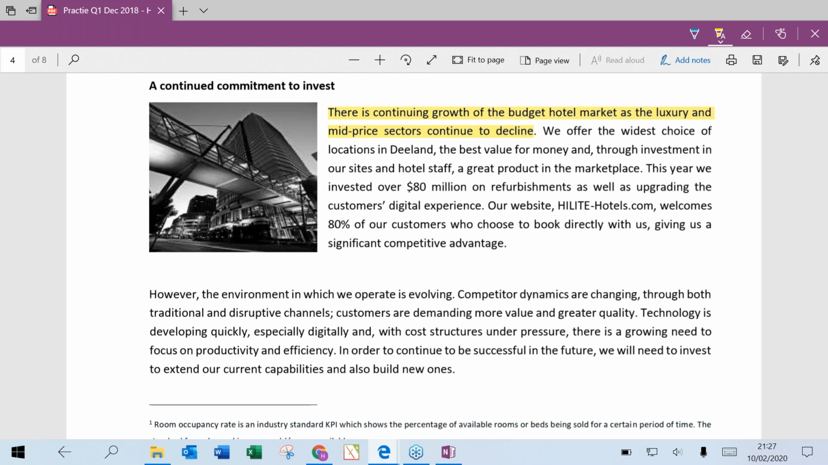This year, we invested over 80 million on refurbishment as well as upgrading customer digital experience. That could be a success factor, that we are investing in refurbishment and customer digital experience. Our website welcomes 80% of our customers who choose to book directly with us, giving us a significant competitive edge. So I think this is giving them competitive edge. So I'm pretty sure this I can use under 1A, technology.